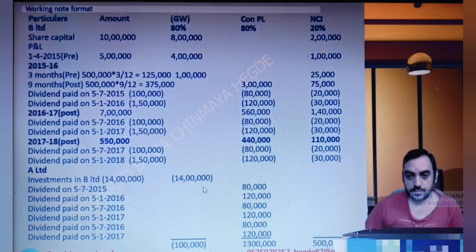Okay, let's start with share capital 10 lakh, 80%, 20%. P&L account, what we just discussed, 1/4/2015, 31st March 2015, pre. During the year, we do 3 by 12, 9 by 12. 3 by 12 is pre, 9 by 12 is post. The rest of them are all post. Please write down.